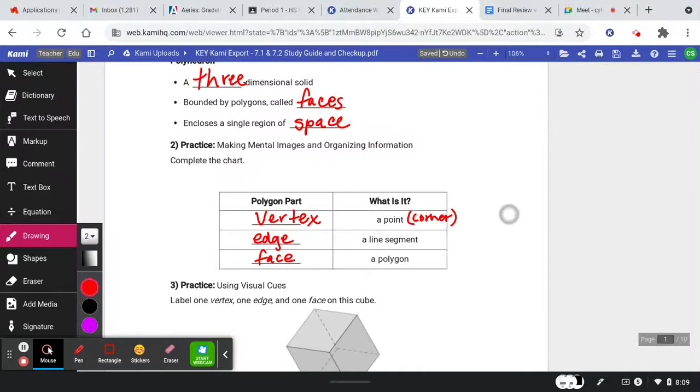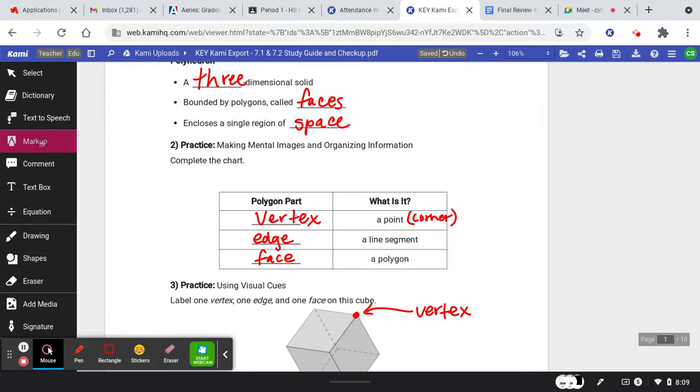Right below that, we're going to label one of each so you get a visual of this. So pick any corner. I'm going to pick this one right here, and go ahead and label that as the vertex. That is a vertex of a polyhedron and of the polygon face. Go ahead and pick any edge. I'm going to pick this one and label that an edge. Do you see that line segment?